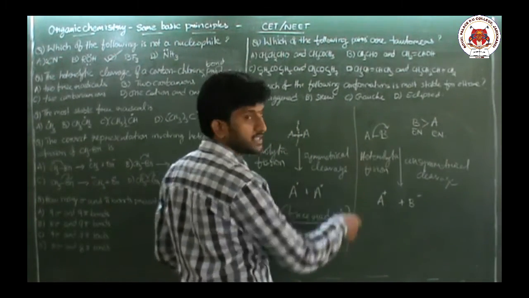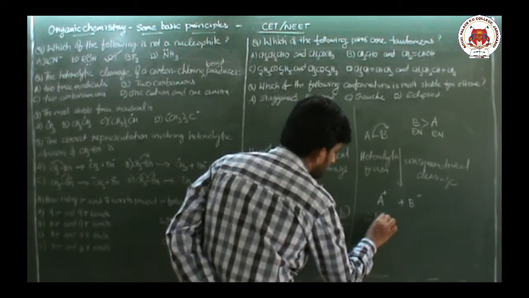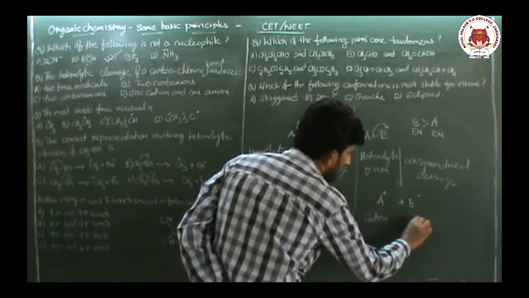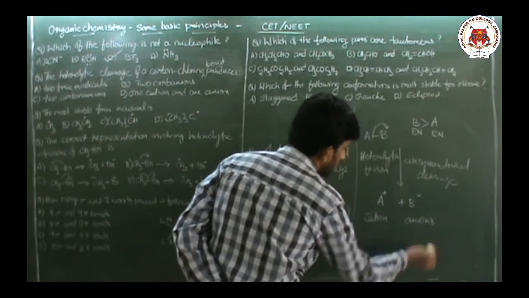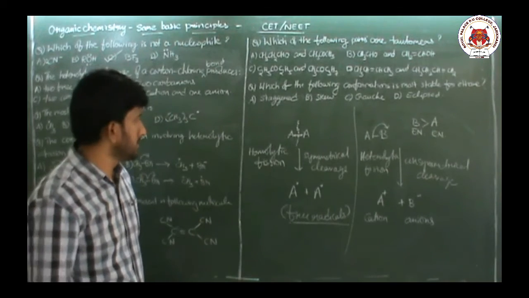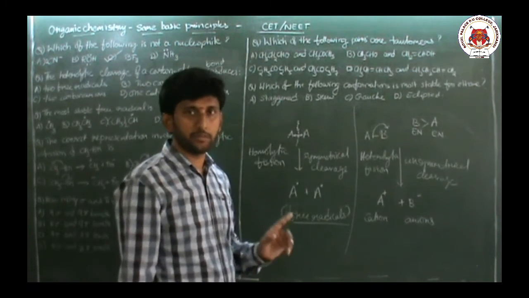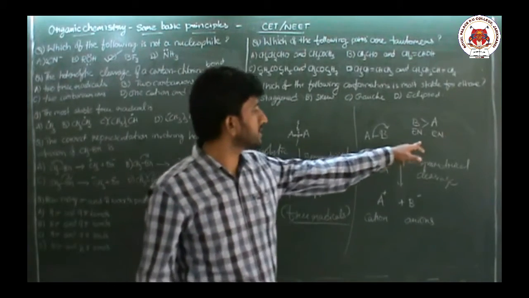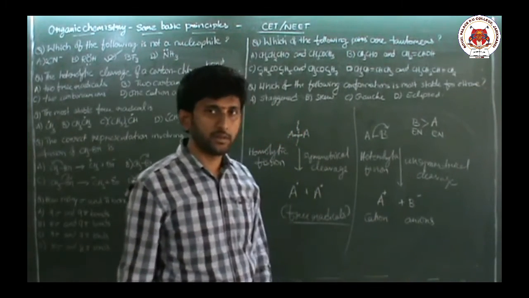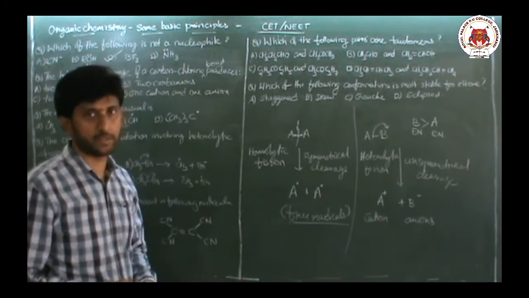That means in this case you will get a cation and an anion as intermediates in heterolytic fission. And which will be the anion? The atom with more electronegativity will become the anion. The atom with less electronegativity becomes the cation. So this is the basis of heterolytic fission and homolytic fission.